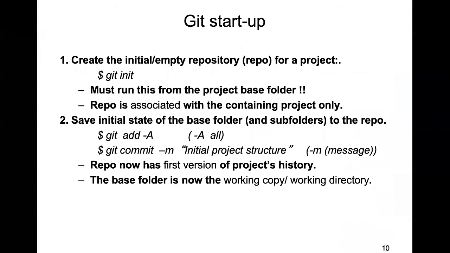So how do we create a Git repository? It's a simple command, the git init command. You must submit that command from the base folder of the project. And when you do that, it creates the .git folder that I showed you on the previous slide. The repository is still empty at this stage in the sense that it has no knowledge of any of the files in your project. So the next thing you do is step 2.